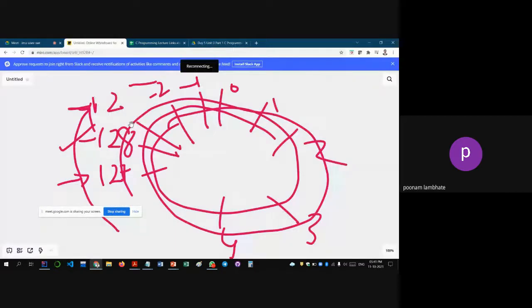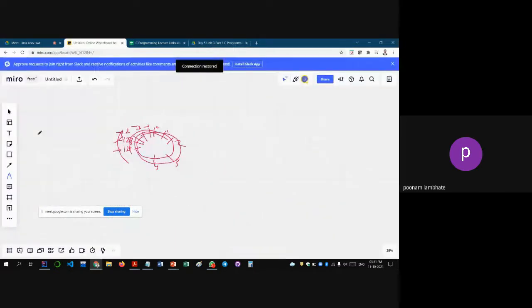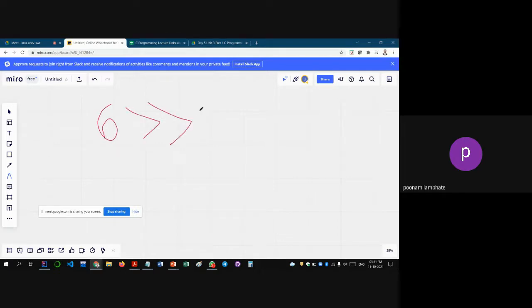Okay, so now let us see some other example. Suppose you have the shift operation. Suppose 6, you're doing right shift 2, which means A right shift B. In this format you're doing it.